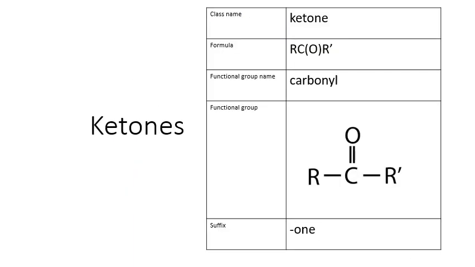The next functional group is ketones, which are R-C(=O)-R prime. Again, R prime and R can be different or the same. The new functional group name is the carbonyl group. So it's R, C double bond O, that's the carbonyl, that's the part there. And R and R prime can be the same or different, and the suffix is -one.